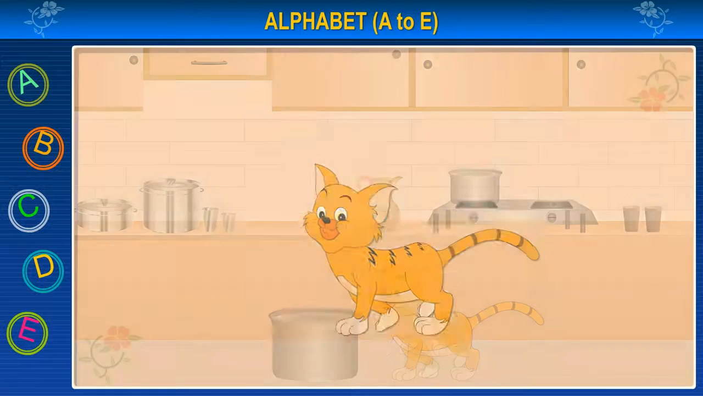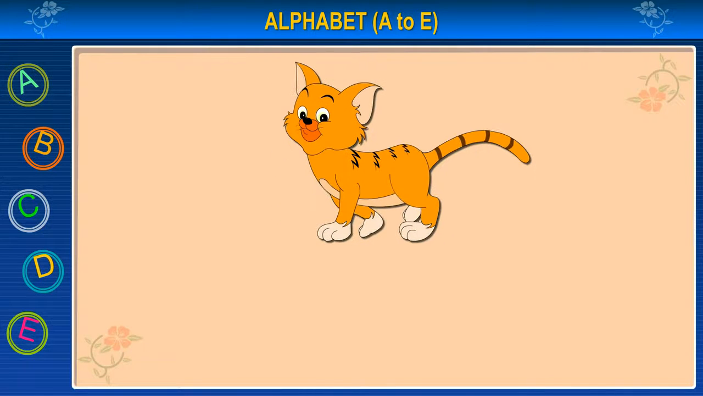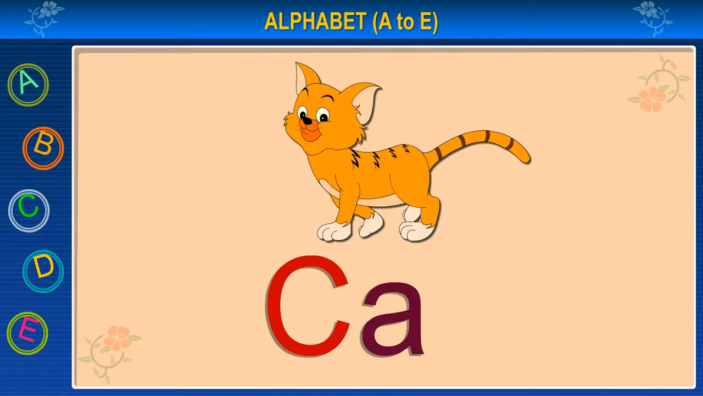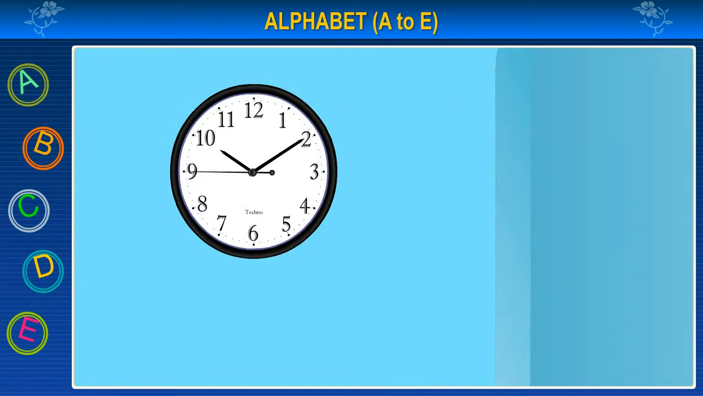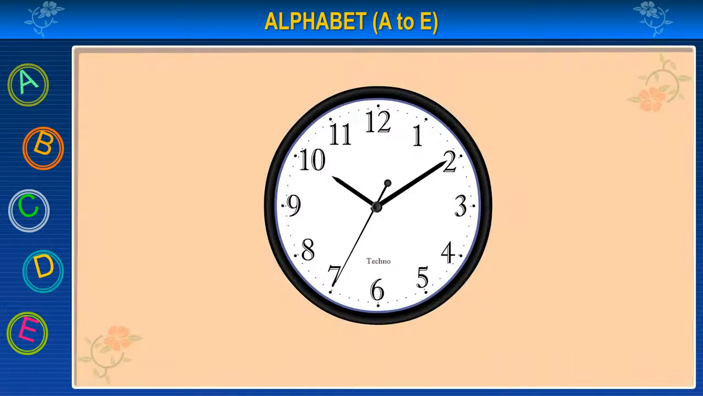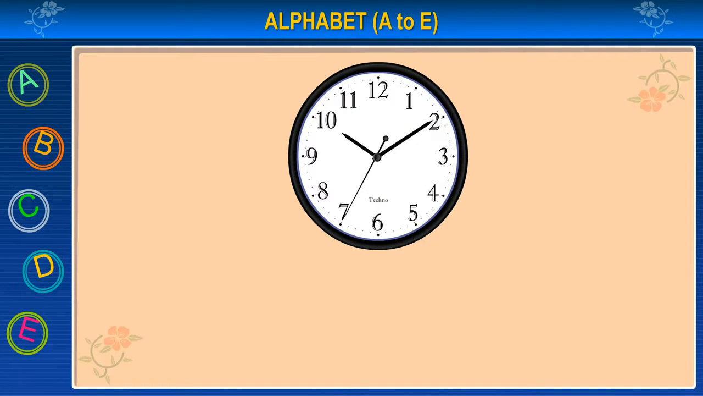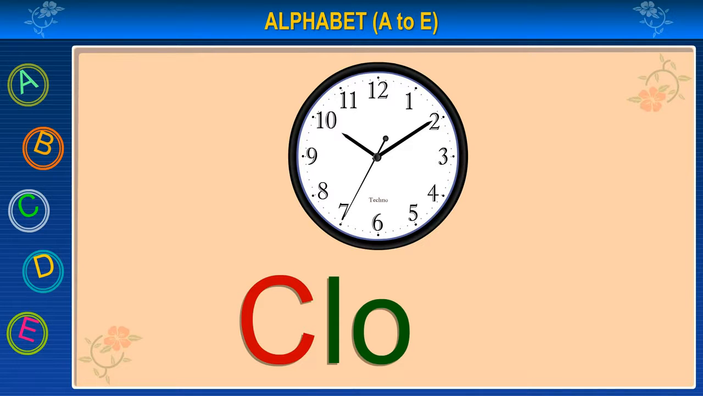C for cat. C, A, T, cat. C for clock. C, L, O, C, K, clock.